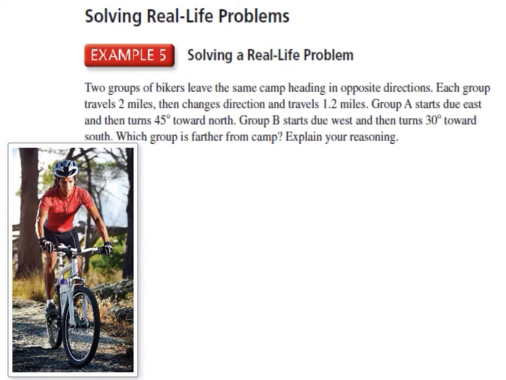All right, let's take a look at a real life problem. Two groups of bikers leave the same camp heading in opposite directions. Each group travels 2 miles, then changes direction and travels 1.2 miles. Group A starts due east and then turns 45 degrees towards north. Group B starts due west and then turns 30 degrees towards south. Which group is farther from camp?